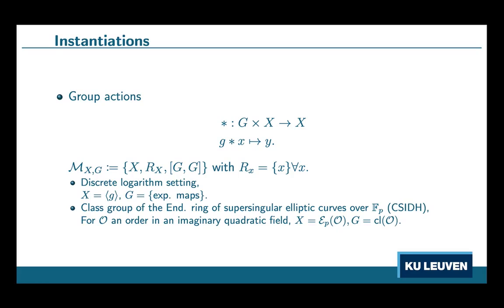That's the main difference. And so here what we have is, for any order, we can let X be the set of elliptic curves that have this order as their endomorphism ring. And then the group G is the class group of this order. And then we get a group action, which can be captured by our semi-commutative masking definition.